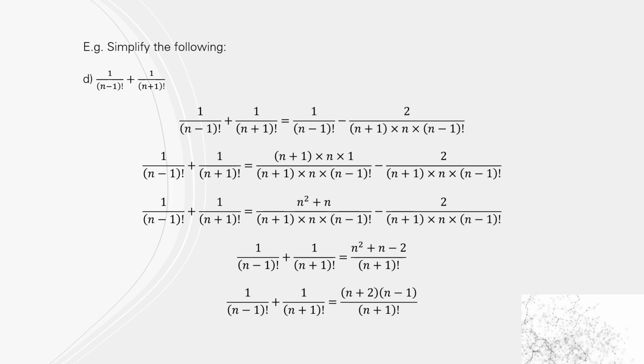And of course, we can factorize the numerator: n squared plus n minus 2 becomes n plus 2 times n minus 1.